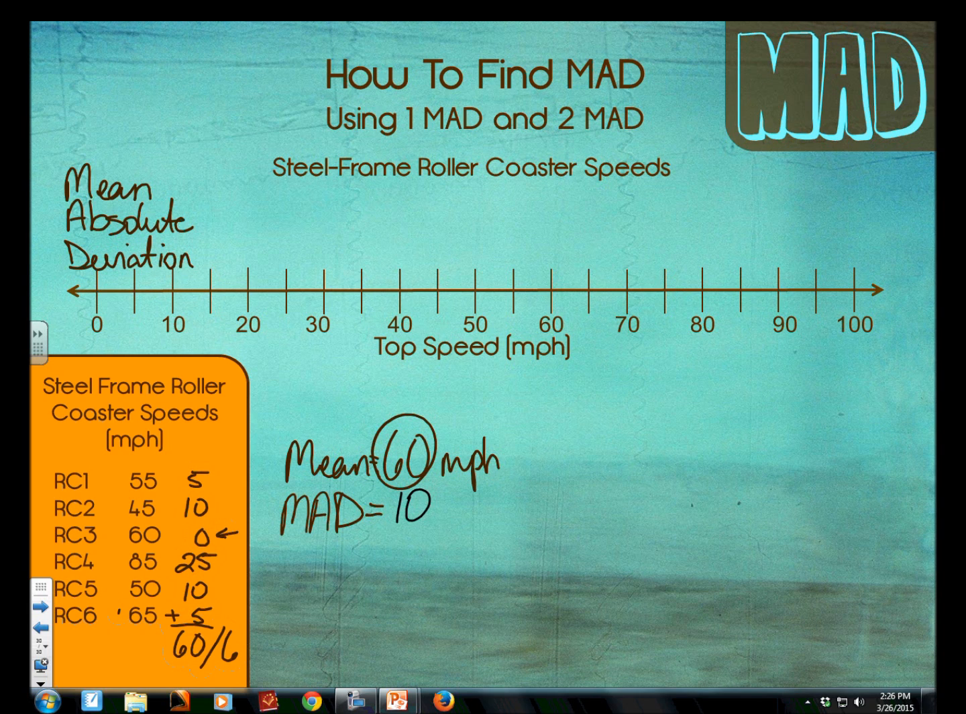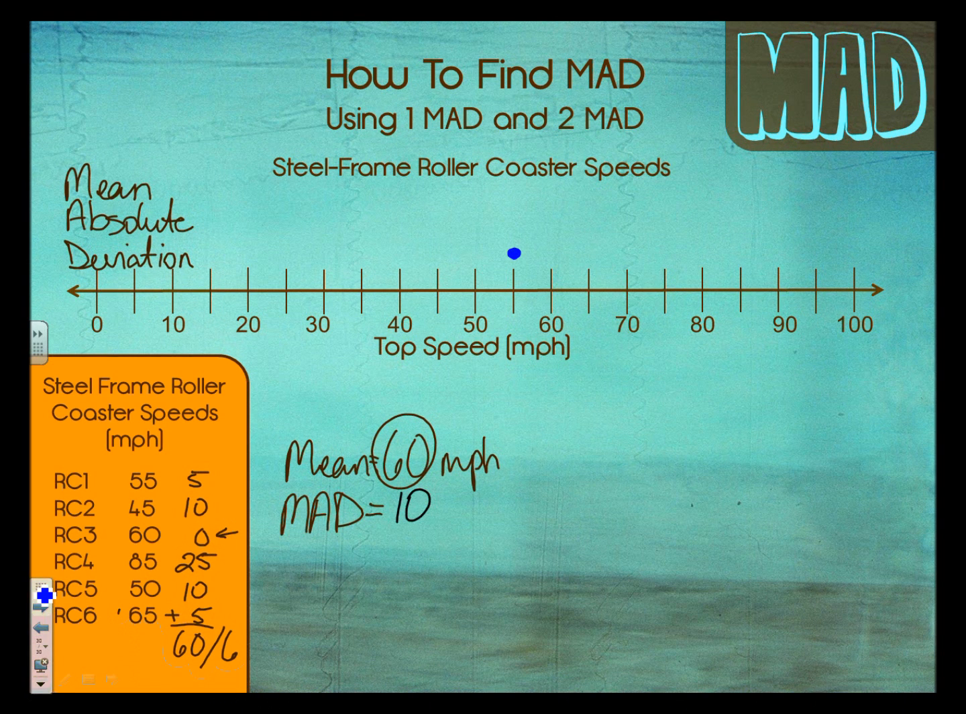First thing that we're going to have to put on the dot plot is the actual values. So I'm going to use this blue to show the dots. So I've got a point at 55. I have a point at 45. I have a point at 60. I have a point at 85. And I have a point at 50 and a point at 65. All right, so there are my values.